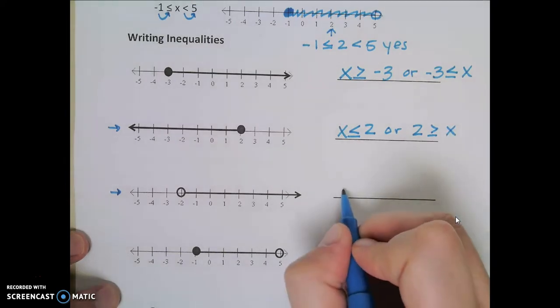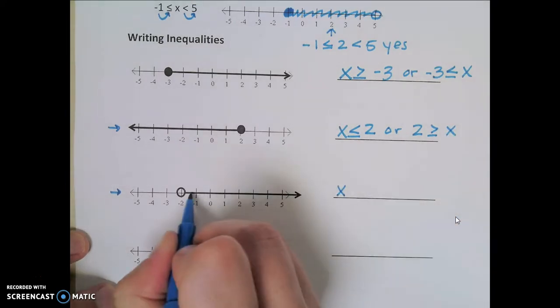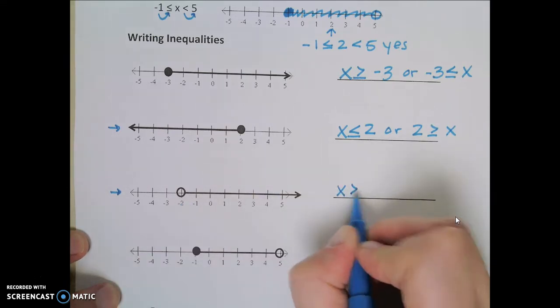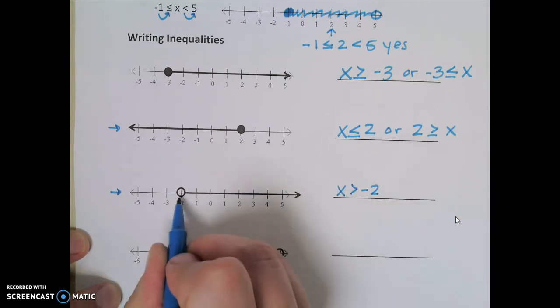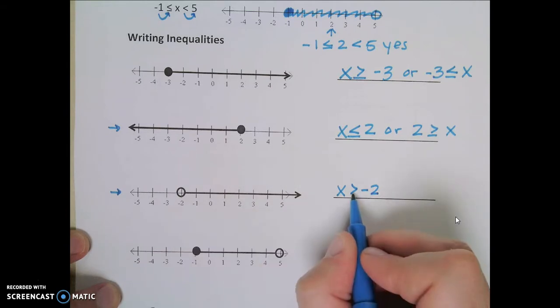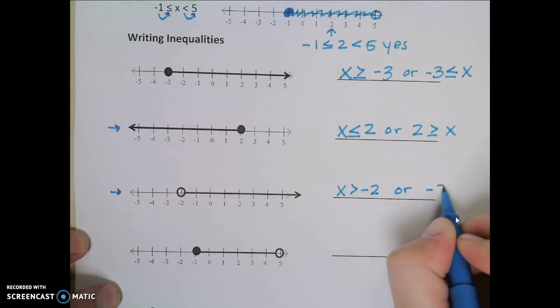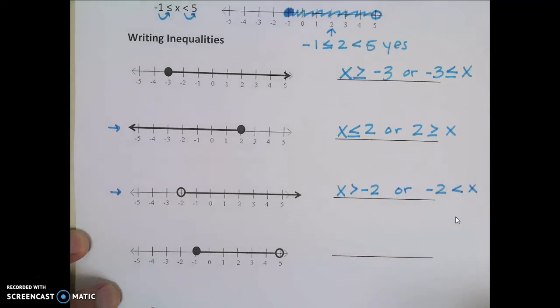And the next one, I'm going to start with the variable again. All of these numbers are bigger than where the circle is. So that means x is greater than -2. It's an open circle, so I don't need to say greater than or equal to. It's just greater than. You could also flip it around and say -2 is less than x.